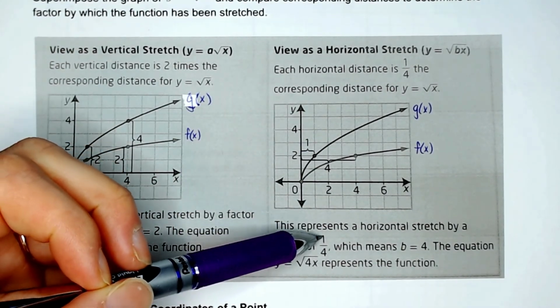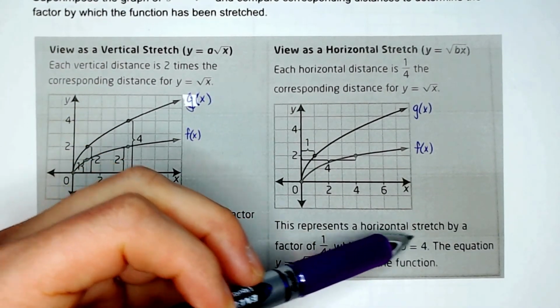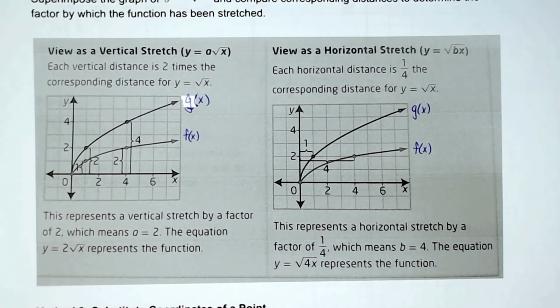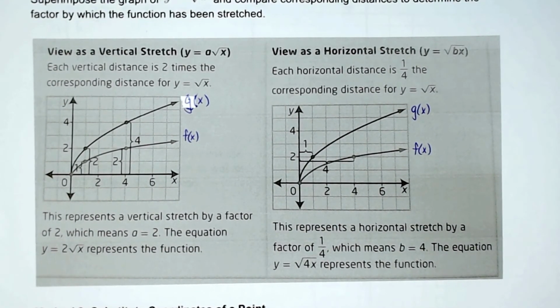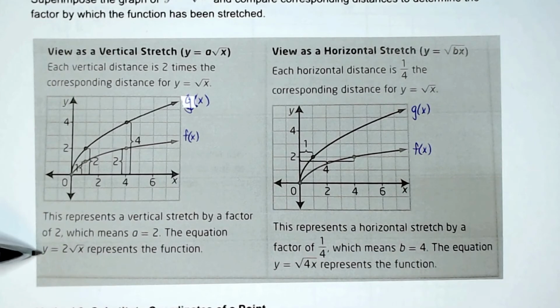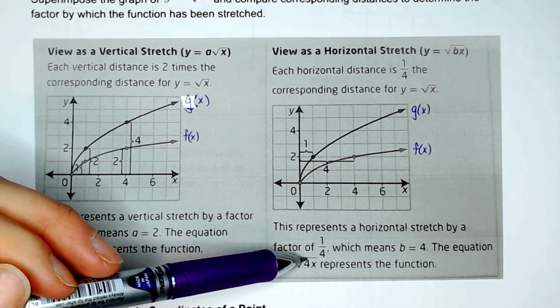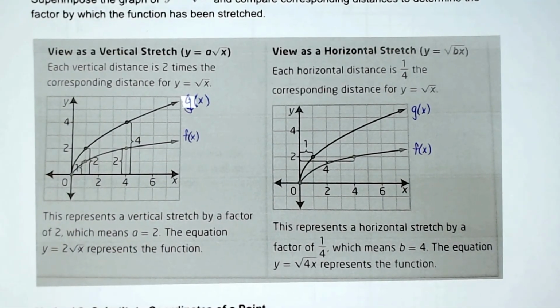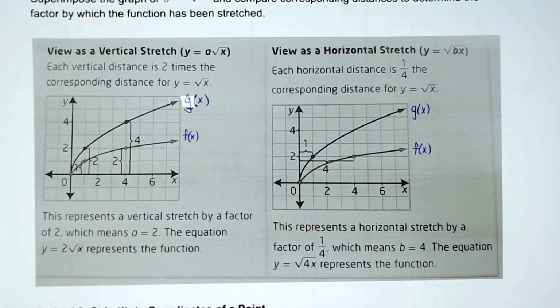Don't forget that b has that little trick where we have to take the reciprocal of whatever's there. So this function can be expressed either as y equals 2 root x or y equals root 4x, and both of them would draw the exact same graph.